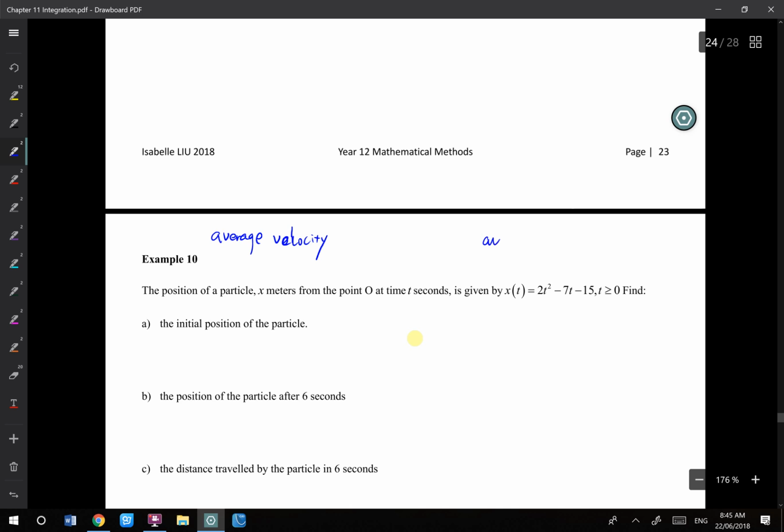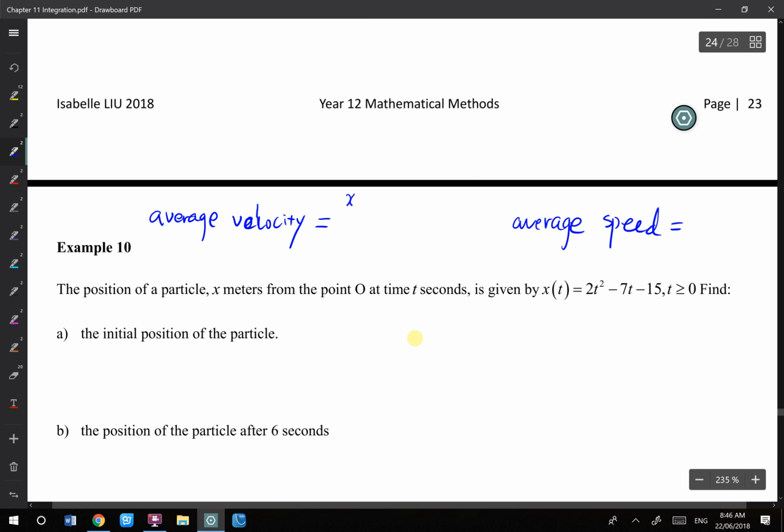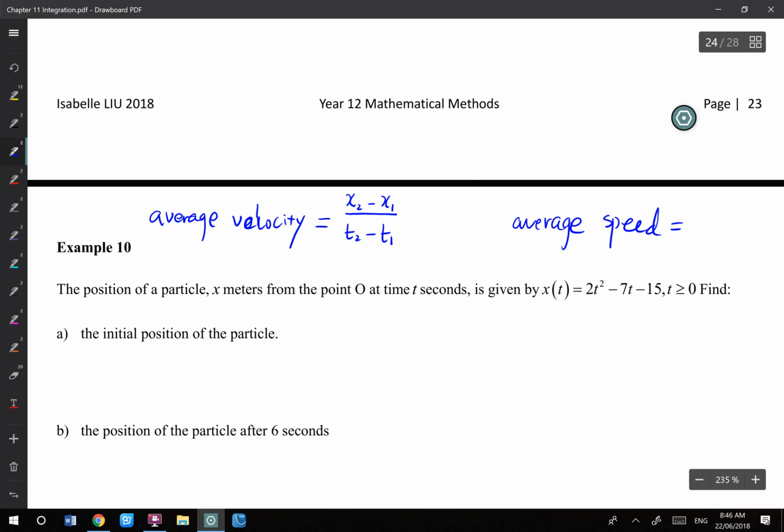And then we have average speed. Those 2 are very important. So average velocity is x2 minus x1 over time 2 minus time 1. So it's the change in displacement divided by the change in time.